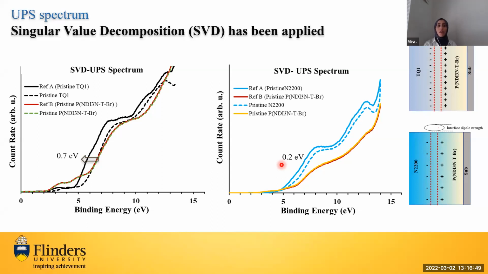But the question now is, what is the physical meaning of this shift? The physical meaning is assigned to dipole formation at the interface, that the dipole takes place at the interface between TQ1 or N2200 and P11. And because we know the shift was to the lower binding energy, that is an indication of the direction of the dipole. So the negative end is directed to the TQ1 or N2200 layer, while the positive charge moves to the P11 layer, as you can see here on this diagram.